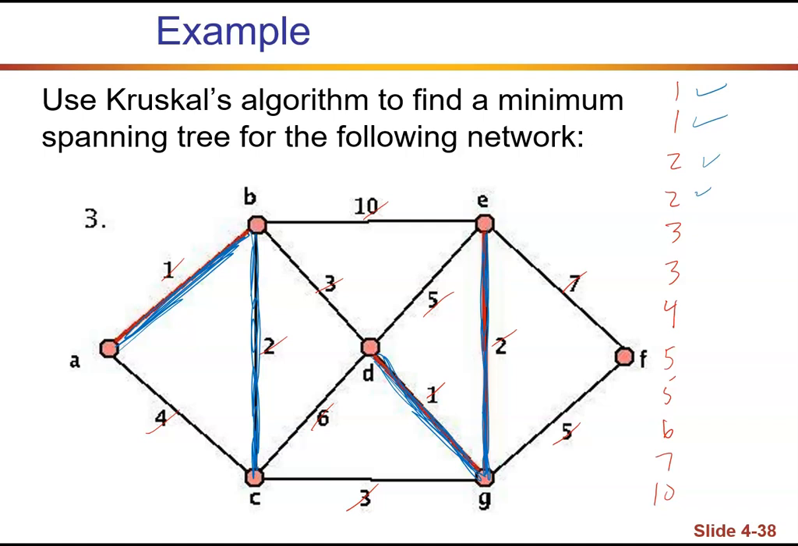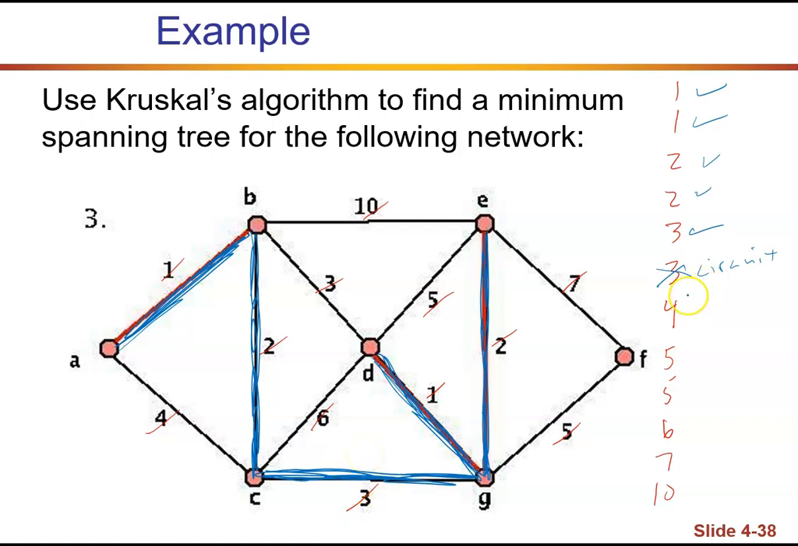Now 3, can we pick 3? Well, let me see here. If I pick this 3 versus this 3, I'm not quite sure there is a difference there. So I'll just pick one. I chose to pick the bottom one. We're good, but now I cannot pick this next one because this would make a circuit. It would also work in reverse. If I happen to choose this one, BD, I could not then choose this one.